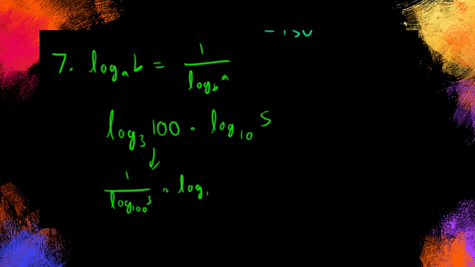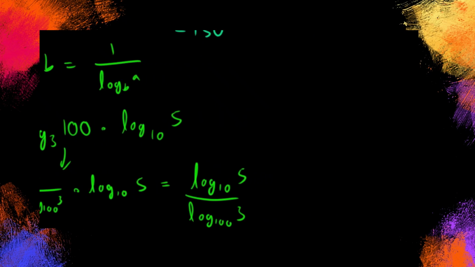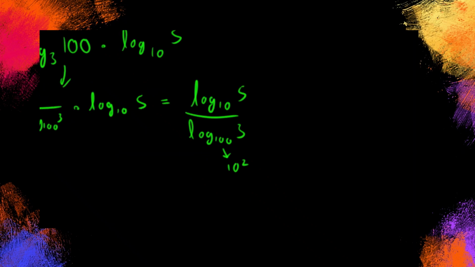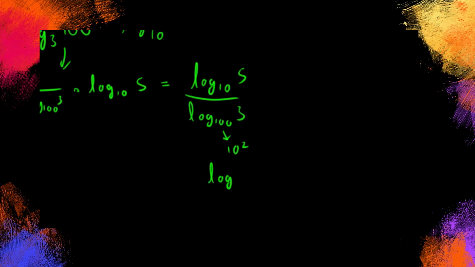So log 10 of 5. What you're going to get is log 10 of 5 over log 100 of 3. And this is particularly useful because 100 and 10 are essentially powers of one another, right? So this is essentially 10 squared. So if this is 10 squared, we should be able to turn it into log 10 of something.